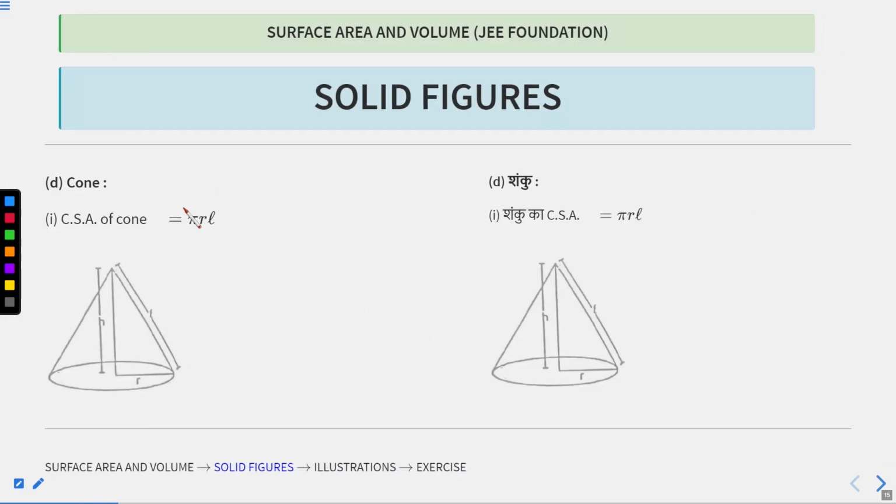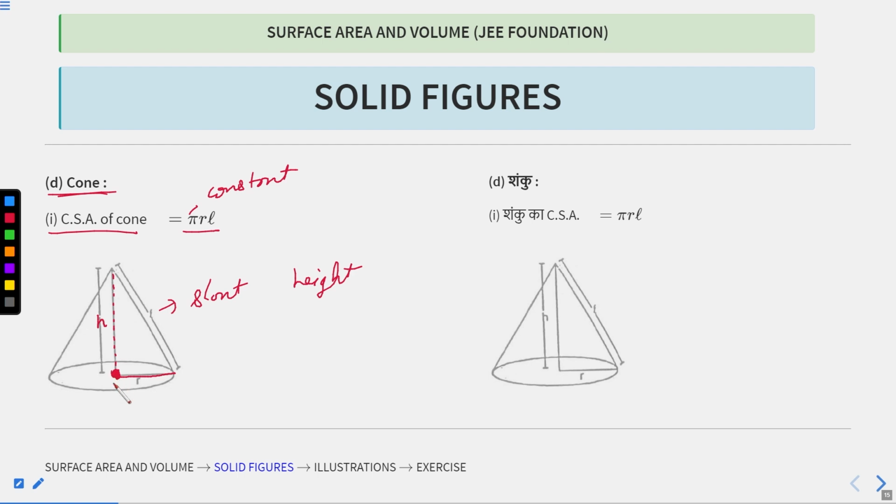Now let's move to the cone. The curved surface area for the cone is pi r l. So pi is just a constant, and r is the radius of the circle below, and l is the slant height, and there is a relationship with h, the height of the cone. So h is the height of the cone.